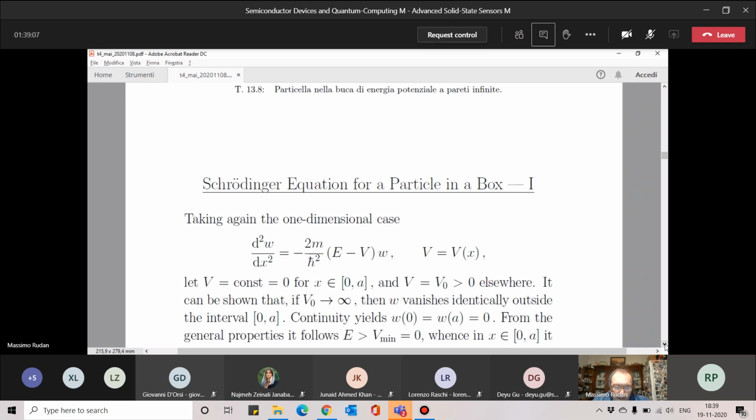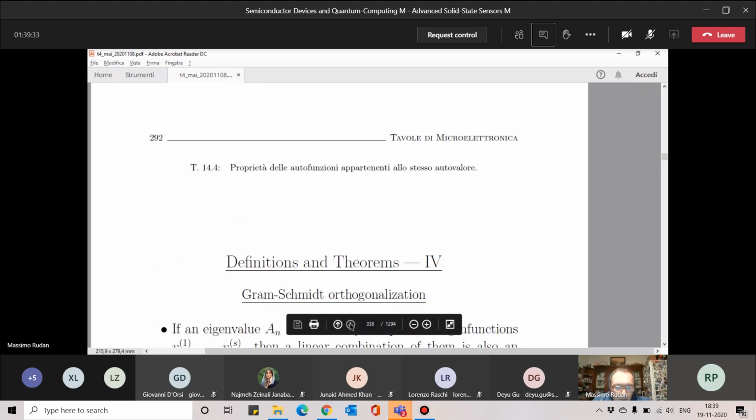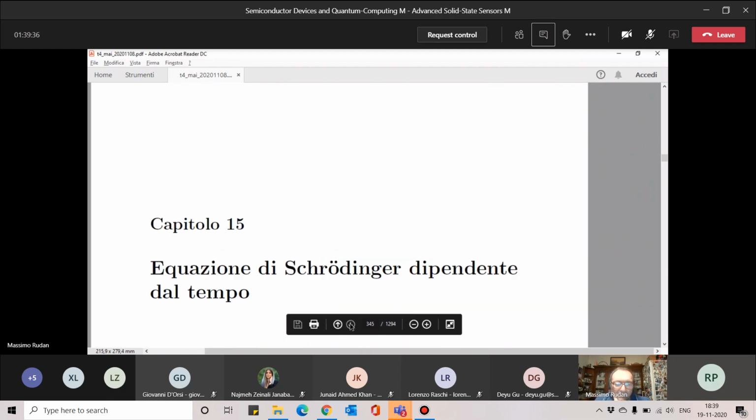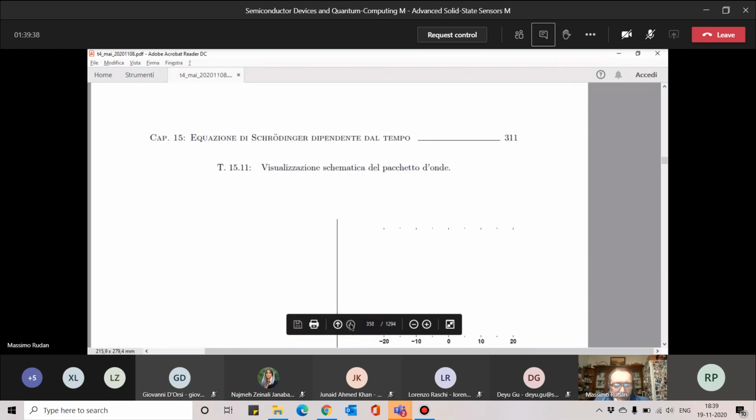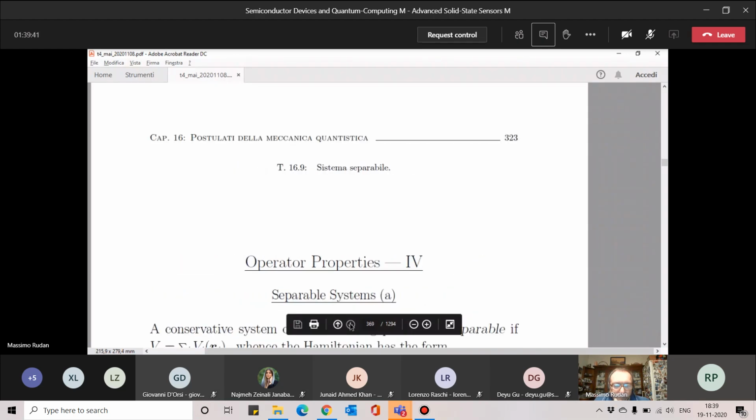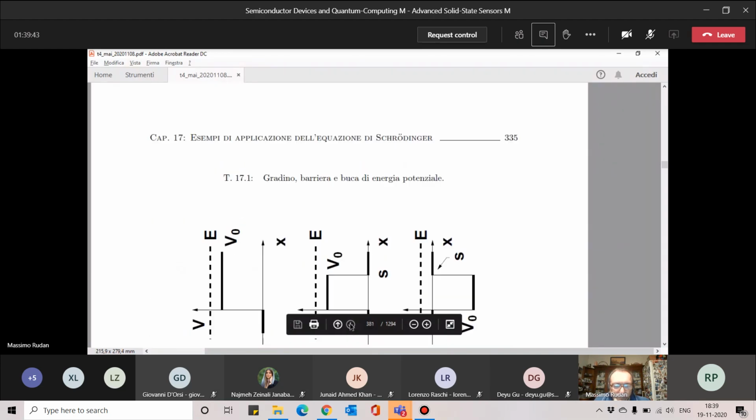And then at x equal to 0 and at x equal to a, the potential energy becomes finite with a discontinuity. I'm going on with the pages and I'll come back just because I want to find a figure that shows the situation. There it is.